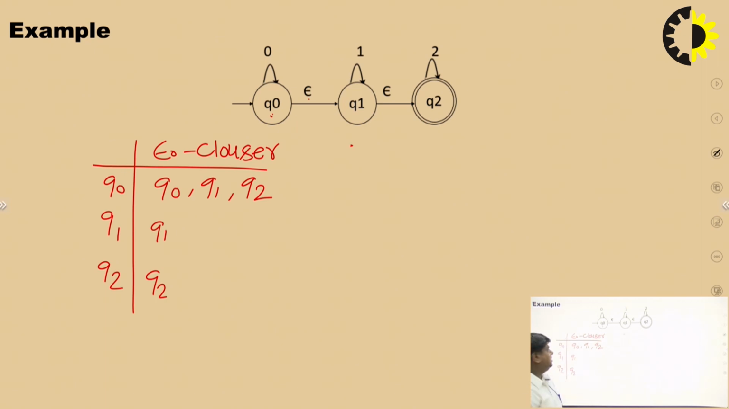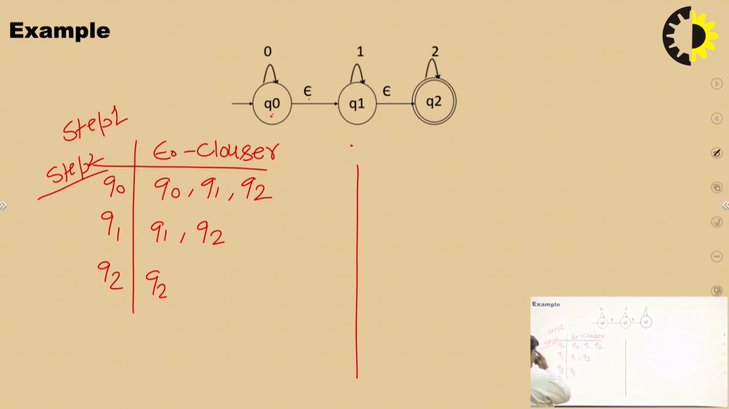That point is clear. Now, Q1 by itself is its epsilon closure. Then with the help of epsilon, Q1 can move to Q2. So Q2 is in the epsilon closure of Q1. For Q2, there is no possible epsilon transition, so only Q2 is the epsilon closure of Q2. That is step 1 and step 2. Find the epsilon closure for all the states, and that is step 3.